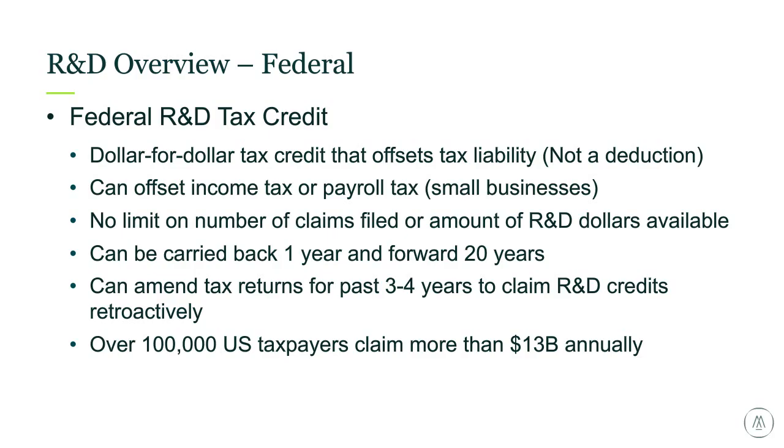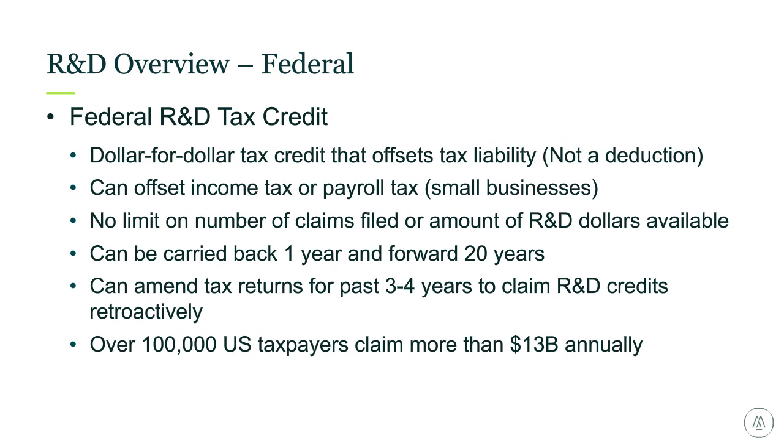So the federal R&D credit, what is it? It's a dollar-for-dollar tax credit that offsets tax liability or taxes owed. It's not a deduction. It can offset either income tax or payroll tax for qualified small businesses. There's no limit on the number of claims filed or the amount of R&D dollars available. The credit can be carried back 1 year, and unused credit can be carried forward for 20 years.